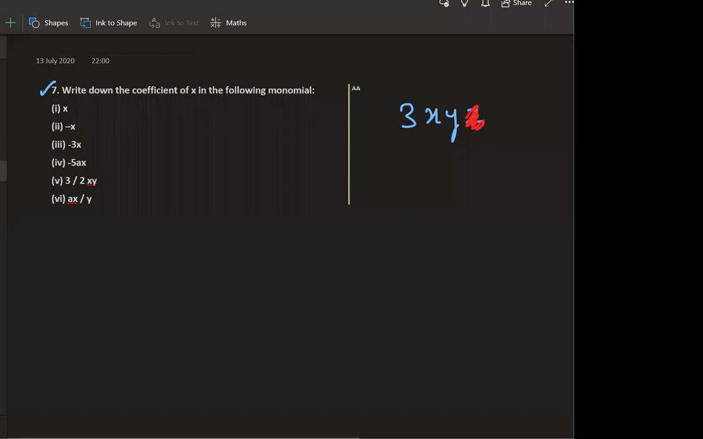If you are asked what the coefficient of z is, remove z, and whatever is left will be the coefficient. Fine. For example, in this same question, if I ask you what is the coefficient of y, remove y and whatever is left will be the coefficient. Okay. Suppose I ask you what is the coefficient of 3, remove 3, and what is left will be the coefficient xyz. Fine. So now let us do this question.